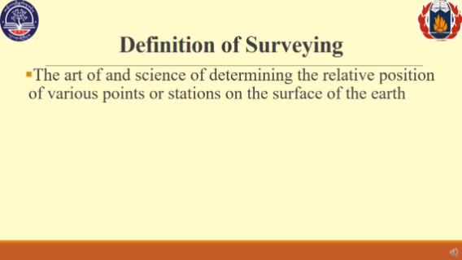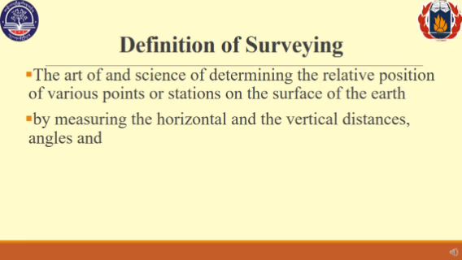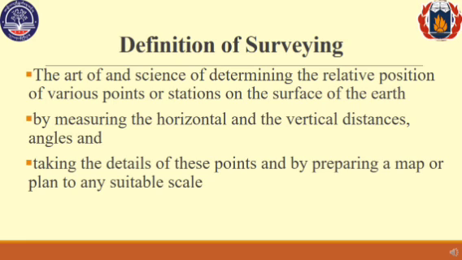The science of measuring the relative positions of various points or species on the surface of the earth by measuring the horizontal and the vertical distance, and then taking the details of these points and representing them on a piece of land to this particular scale.